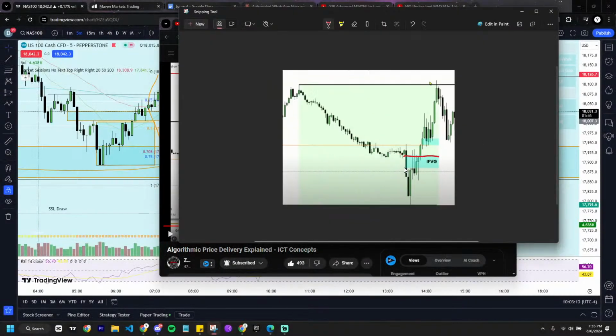See? Inverse fair value gap. Taps into it. This is probably a premium entry because I'm assuming this is a 0.5 line right here, and then this is discount. So ideally I would get in here and then retrace towards what? BSL. Hits on the first high.